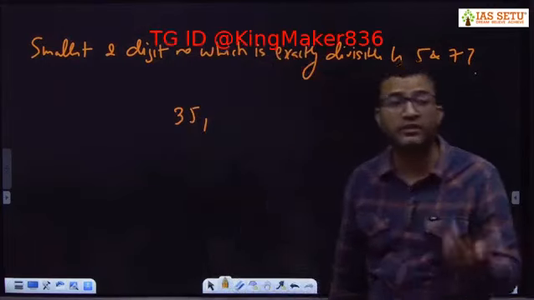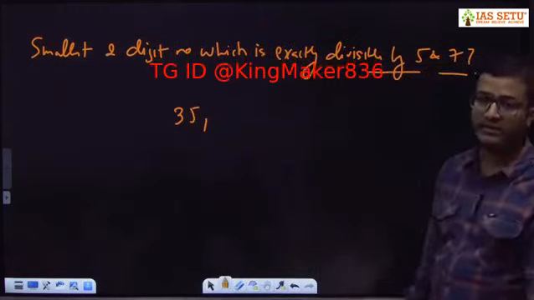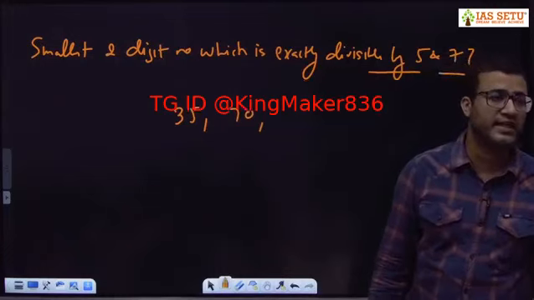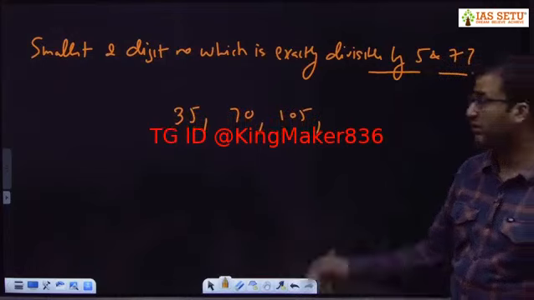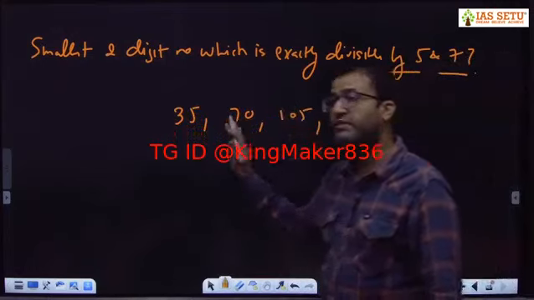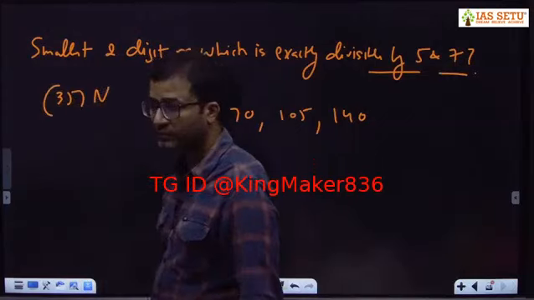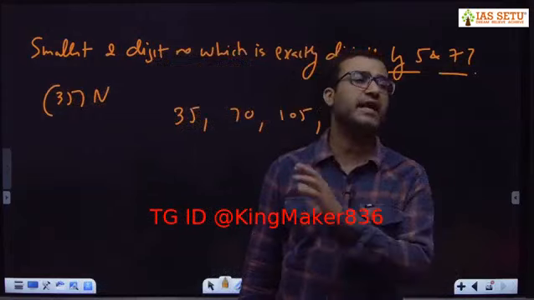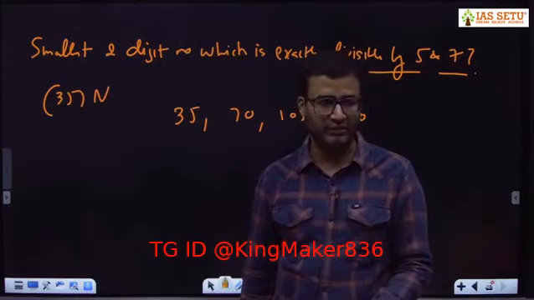Tell me, after 35, what is the next number which is exactly divisible by 5 and 7? 70. After 70, what is the next number? 105. After 105, 140. So can we say what are these? These are multiples of 35. I put 35n, where n can be any natural number. 35n means multiple of 35.